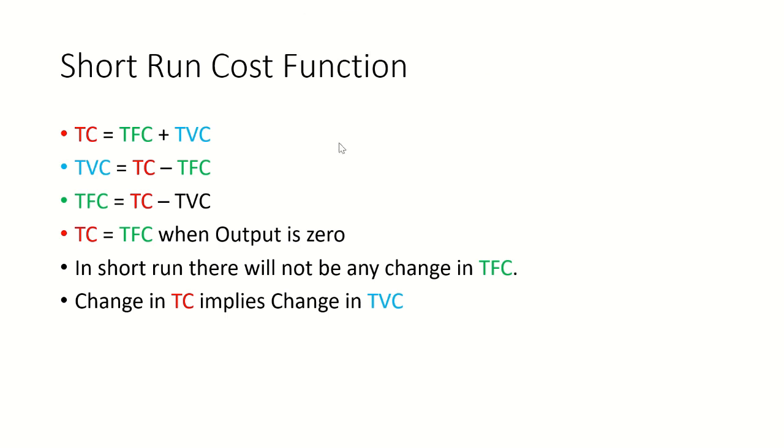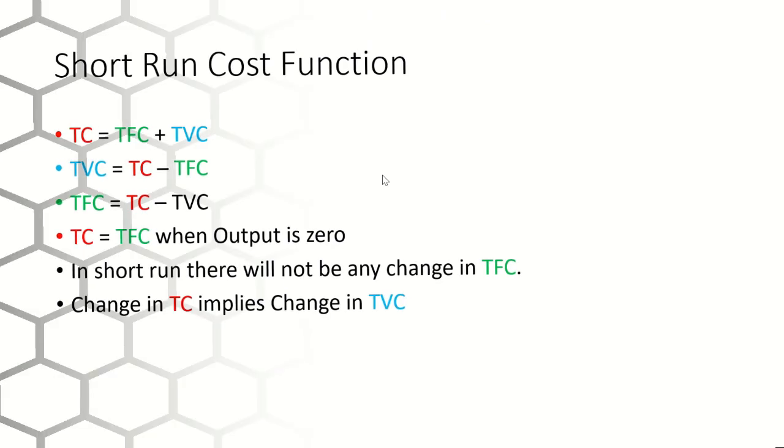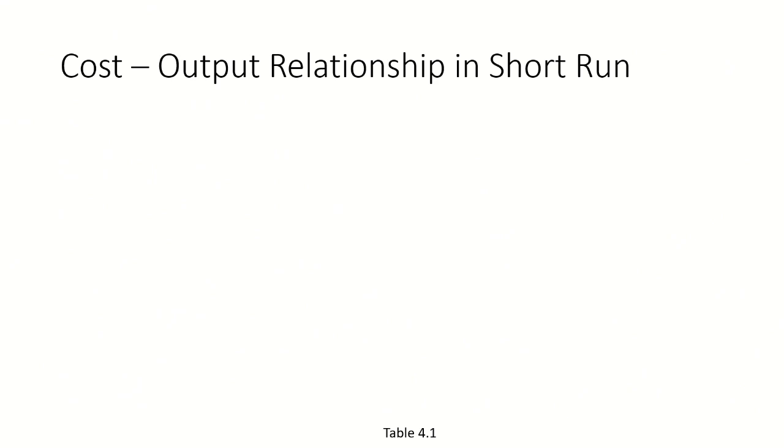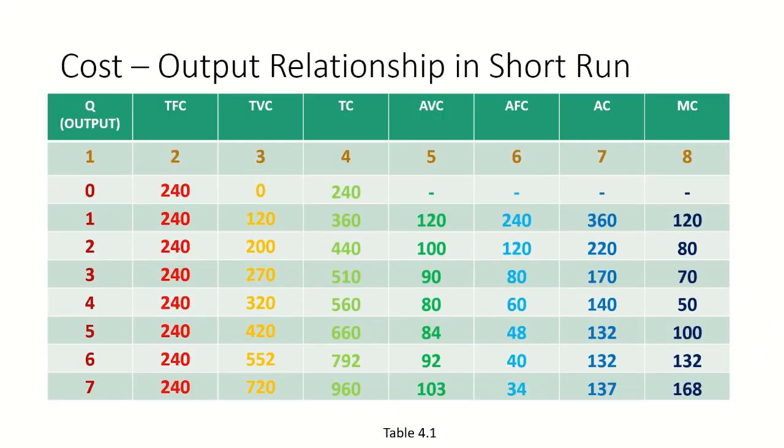If we know about these equations, we can easily understand this particular table. And here there are 8 columns. The first column is output, second column is TFC, third column is TVC, fourth TC, AVC, AFC, AC and MC. We all know the abbreviations of these 8 columns. TFC means total fixed cost, TVC means total variable cost, and TC is total cost, that is the sum of the total fixed cost and the total variable cost.